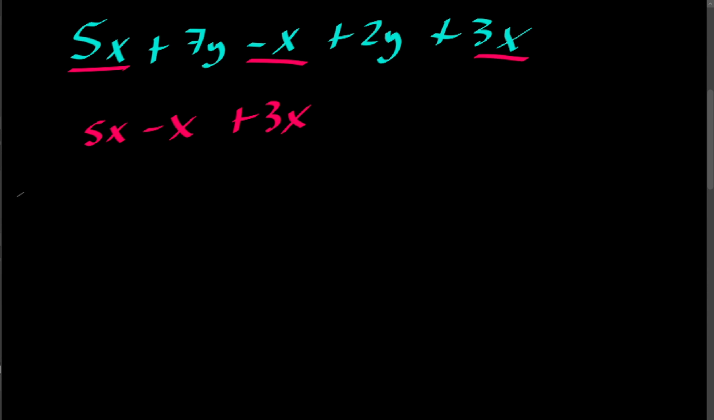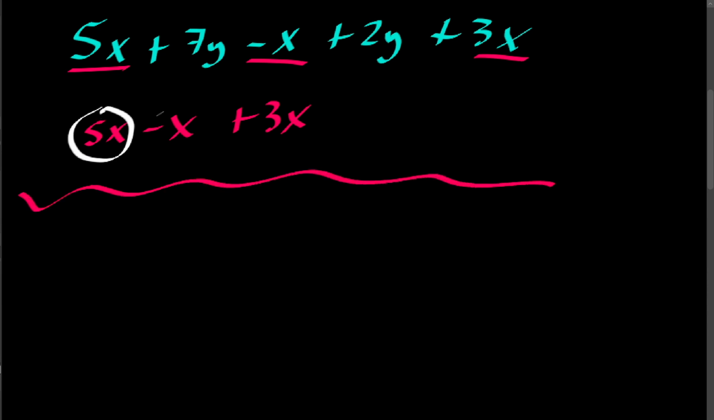So now my question to you is, when I do 5x minus x, I need to know the coefficient that's actually right here in front of x. So what is it? It's actually 1. If you see a variable by itself, the understood coefficient is 1. So this is like saying 5 minus 1, which would give me 4x.